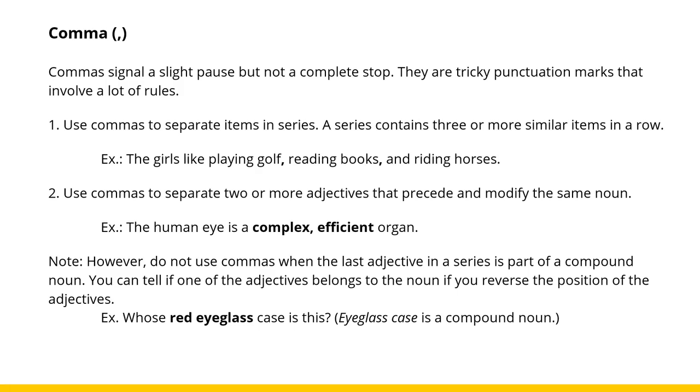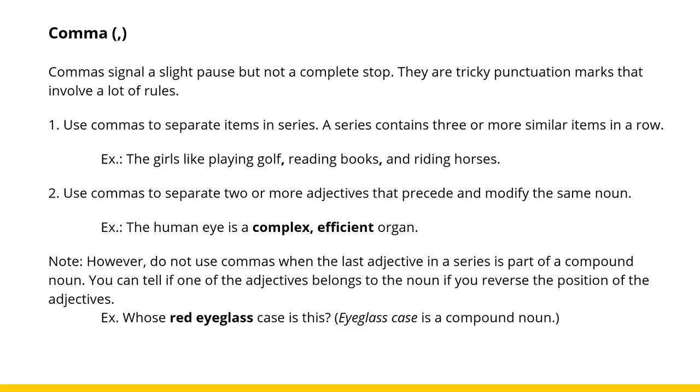And the second way of using commas is to separate 2 or more adjectives that precede and modify the same noun. It's not very common, but it can happen sometimes and you need to know it too. So here we have an example. The human eye is a complex, efficient organ. So here we have 2 adjectives, and because we have 2 adjectives, not just 1, we need to use a comma in between. And you have to note that you should not use commas when the last adjective in the series is part of a compound noun.